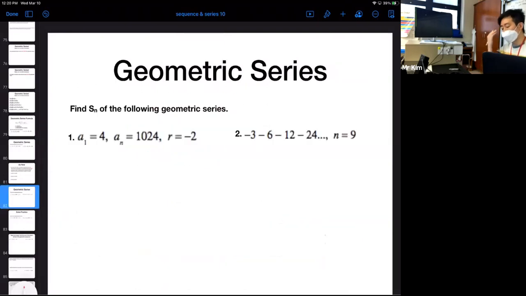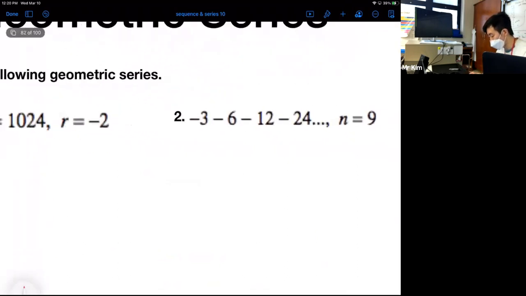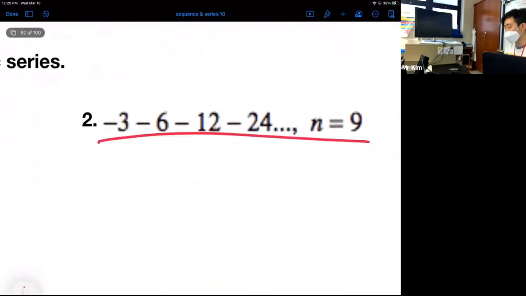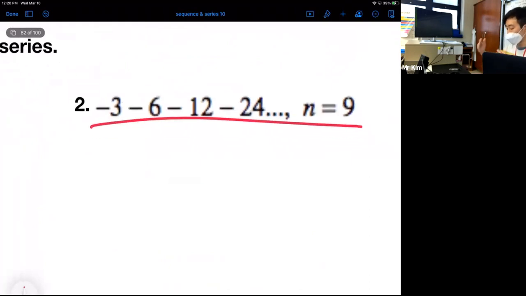All right, I'm going to give you several word problems towards the end, but right now I want you to take a look at these 2 problems, and please, let's just get this easy one out of the way. Number 2, -3, -6, -12. Find the summation of the first 9 numbers, indicated by n equal to 9.